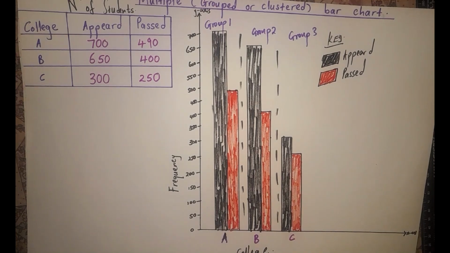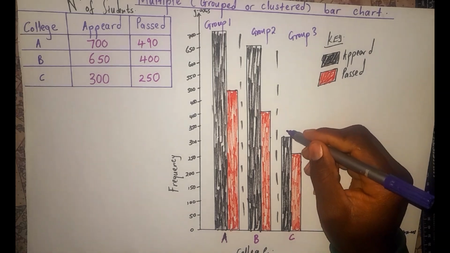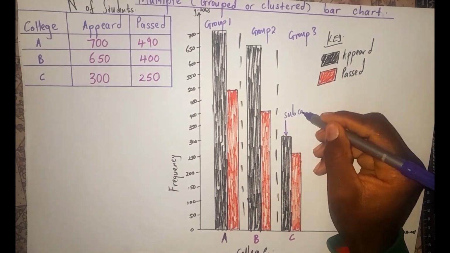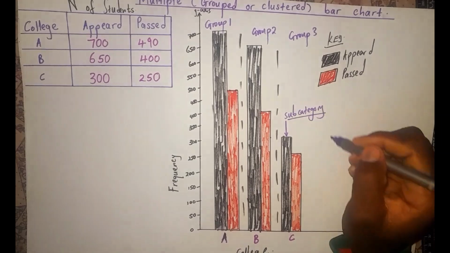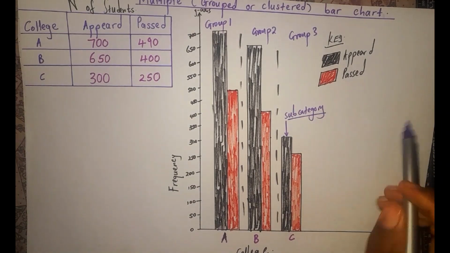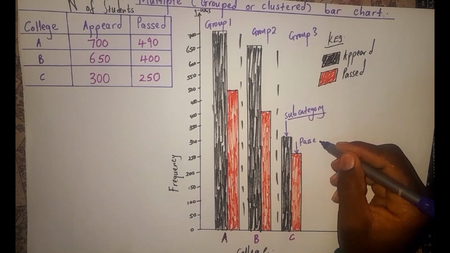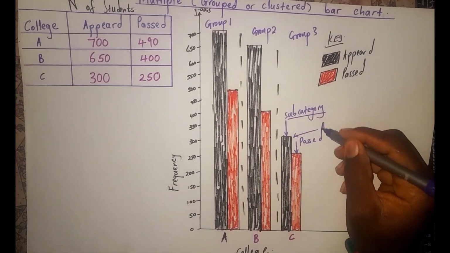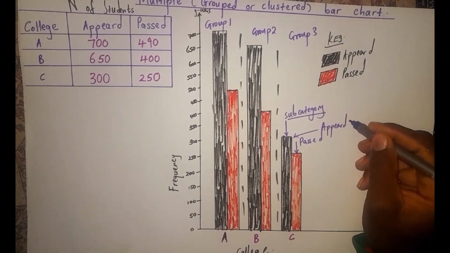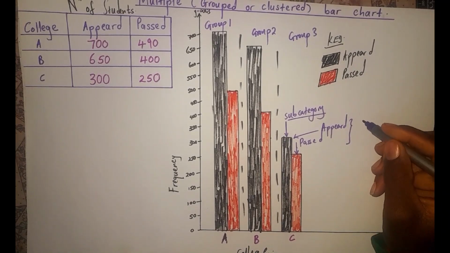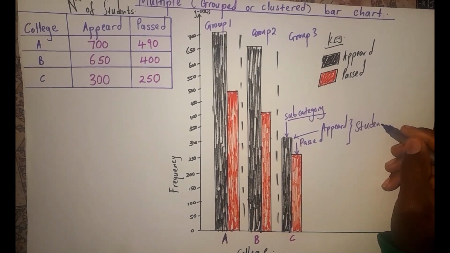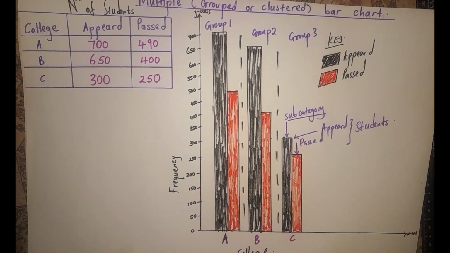In each group we have two bars, and each bar represents the second variable, which is students. So in each group we have a subcategory, and this subcategory represents the second variable, where this bar represents the students who passed, and this one represents the students who appeared. All these pairs represent the second variable, which is students. So this is how this works.